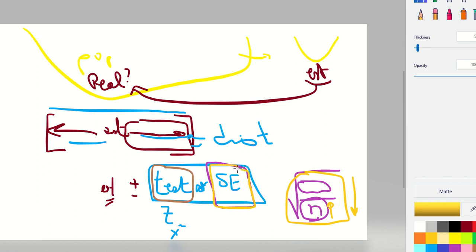Therefore, as the standard error decreases, this distance decreases, and therefore the width of the interval decreases. And when the width of the interval decreases, we say the interval is now more precise. Okay? The narrower the interval, the more precise it is.